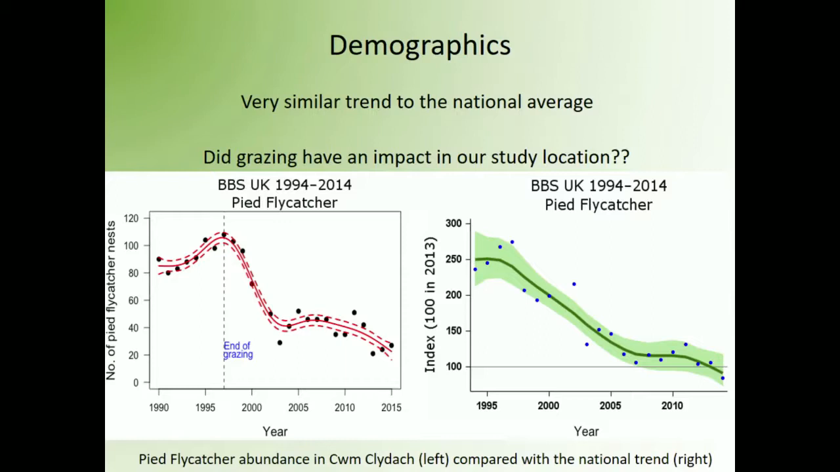So, on the left you have the Cwm Clydach data, which very similarly mirrors that of the national average as well. But what's of particular interest is that the number of pied flycatchers on the y-axis, compared with the year, changes its trajectory when grazing finished. So we try to identify whether grazing is having an effect.